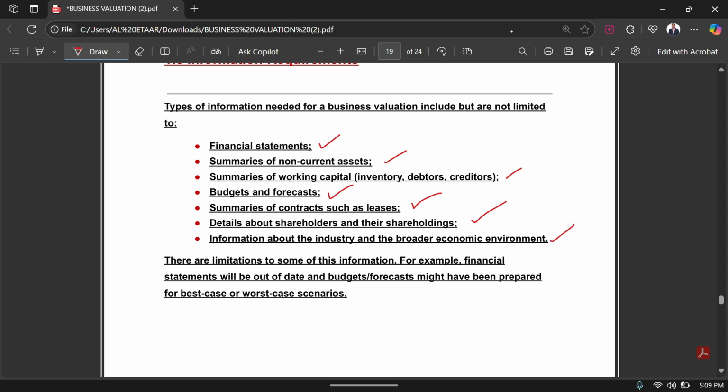So these are all the documents, all the things that are necessary for you to go through in order to decide the valuation of a business. So these are the types of information that are needed for a business valuation. Okay. And they have said that these are not all of them. It's not limited to these. Okay. There are much more, but these are the few which are very important.